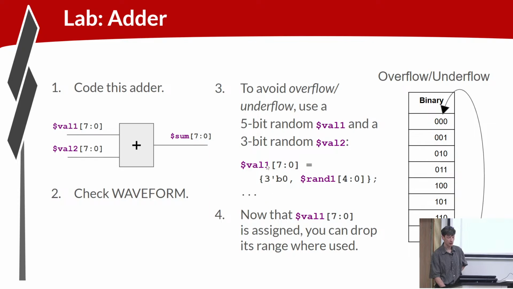Once you've done that, assign val1 and val2, you can drop the bit ranges on these inputs in the add expression. Okay, any questions on the lab?